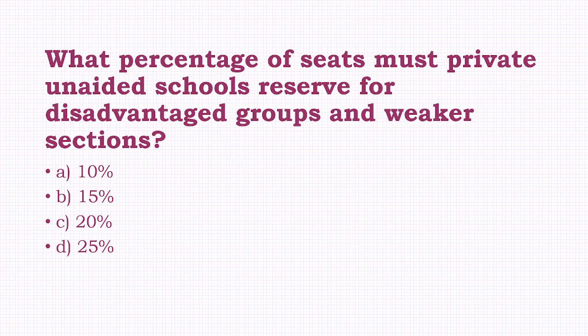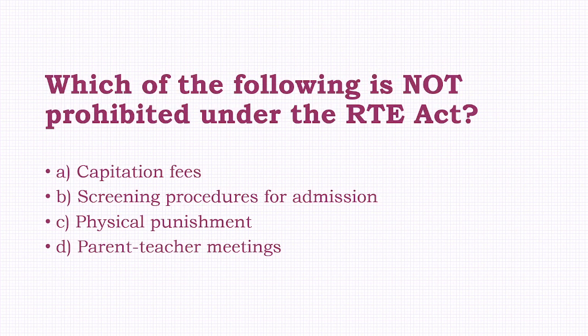What percentage of seats must private unaided schools reserve for disadvantaged groups and weaker sections? Option 10%, 15%, 20%, 25%. Answer of this question is option D, that is 25%.